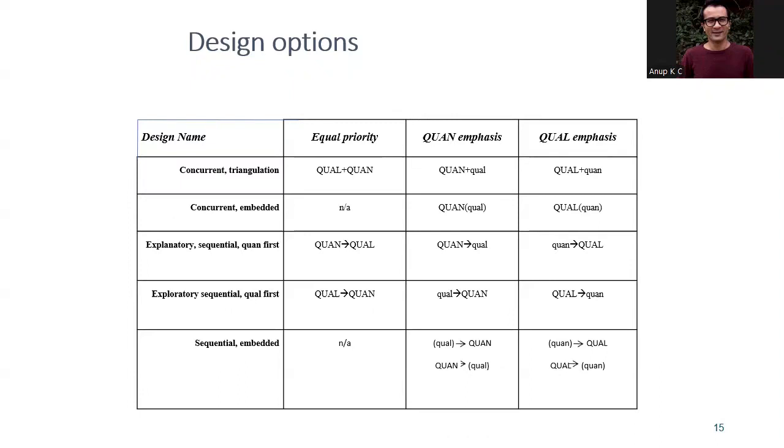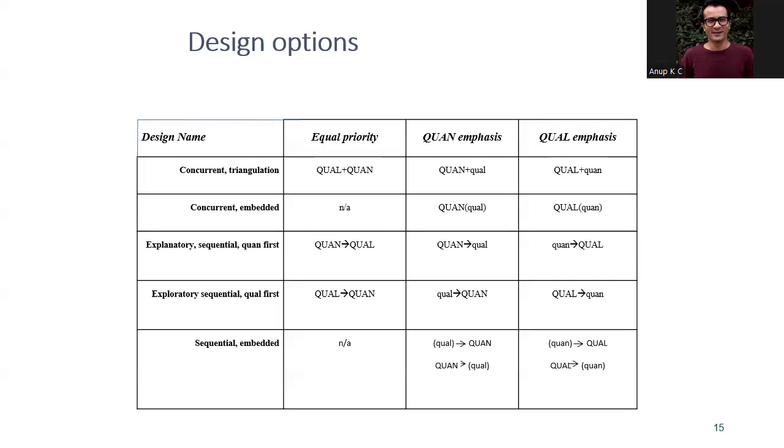Equal priority in some cases in concurrent triangulation design. Sometimes you can give quantitative emphasis, quant big, qual small. However, if it is qualitative emphasis, you will give priority to qualitative, and then quantitative will be less. So concurrent means qual plus quant equal priority, quant emphasis, and sometimes it may be qual emphasis. So it depends on the type of design.